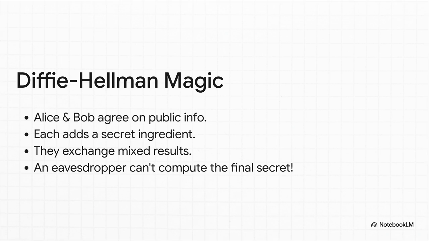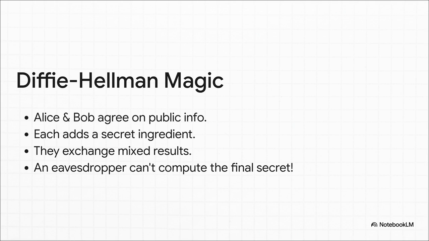Then, Alice secretly grabs a bit of her own red paint, and Bob secretly grabs some blue. They each mix their secret color into the public yellow. Then, they swap their newly mixed colors, Alice's orange and Bob's green, out in the open. Now, the eavesdropper sees these two new colors, but here's the magic.